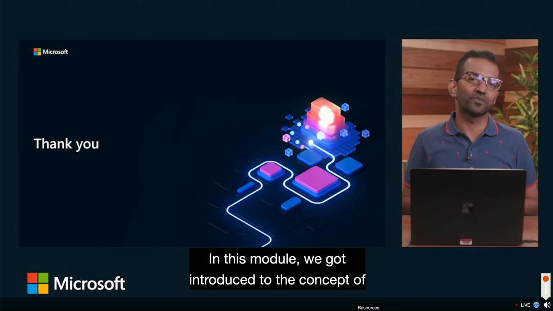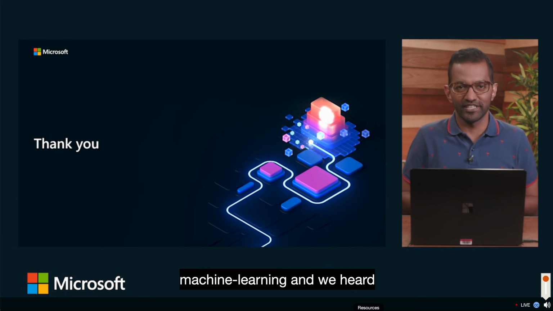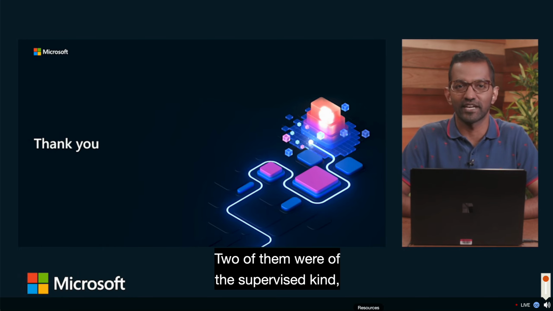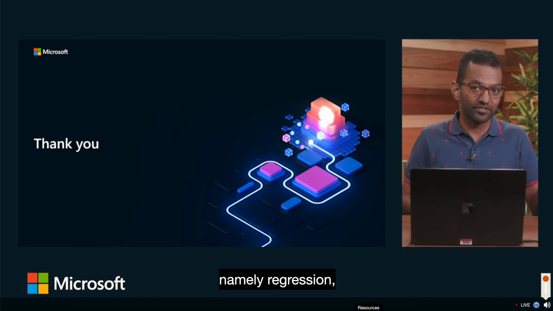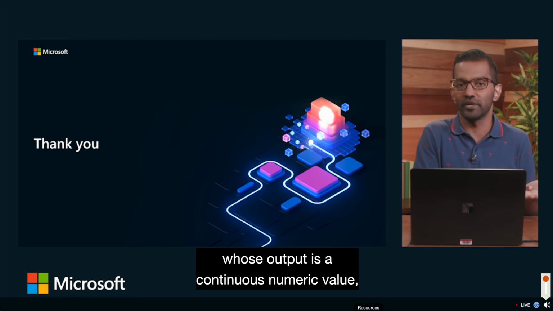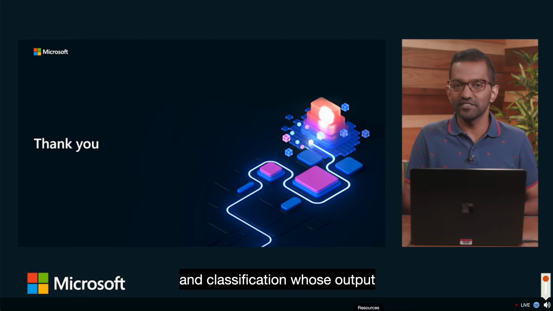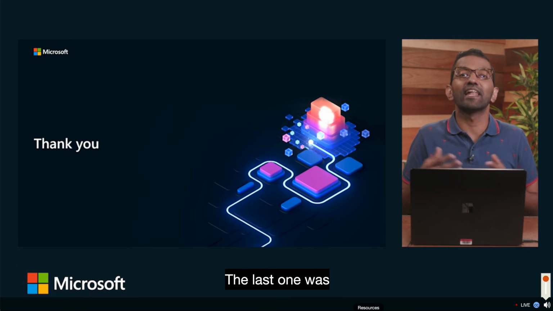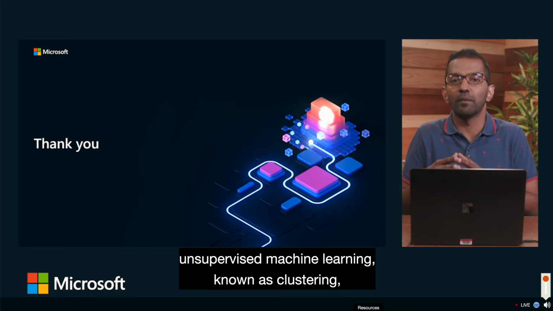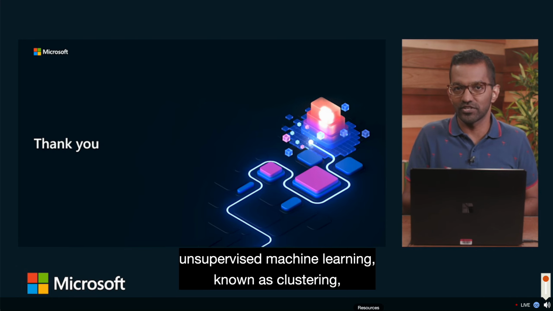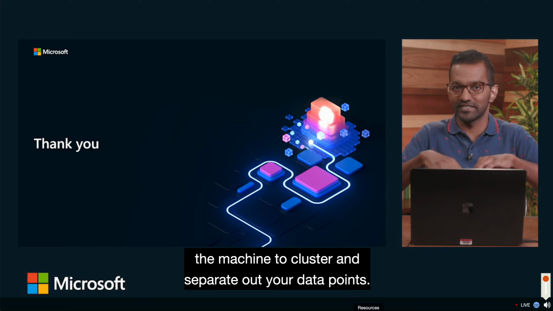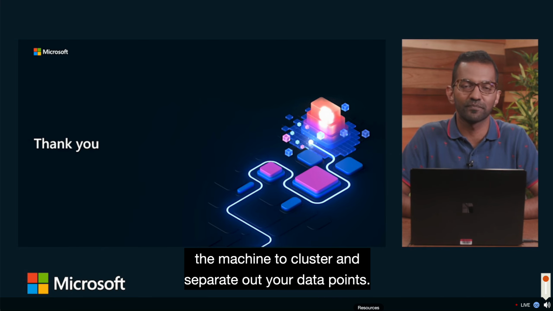In this module, we got introduced to the concept of machine learning. We heard about 3 types of machine learning. 2 of them were of the supervised kind, namely regression, whose output is a continuous numeric value, and classification, whose output is a category or class of some kind. And the last one was unsupervised machine learning, known as clustering, where you don't provide the labels and you allow the machine to cluster and separate out your data points.